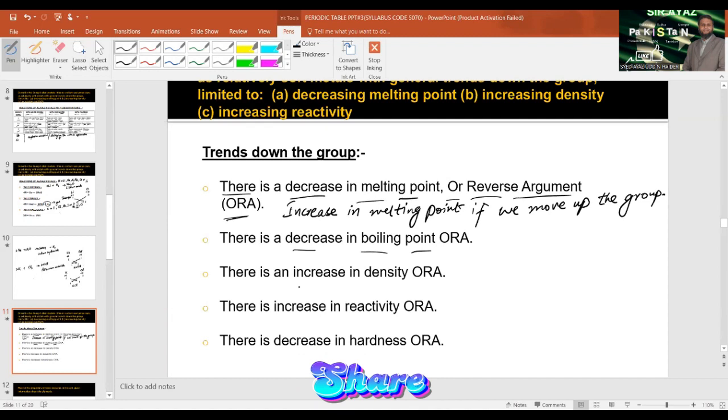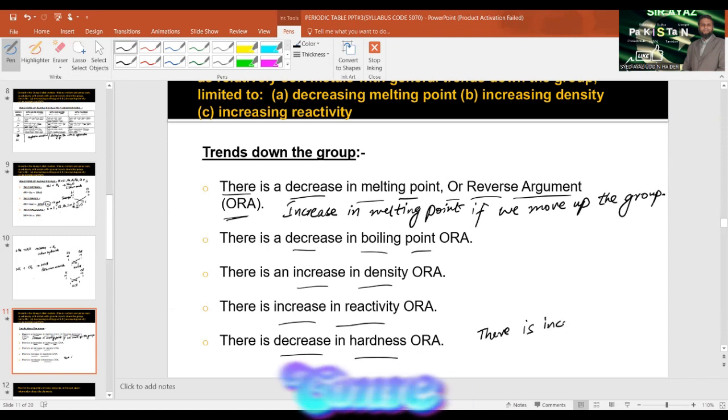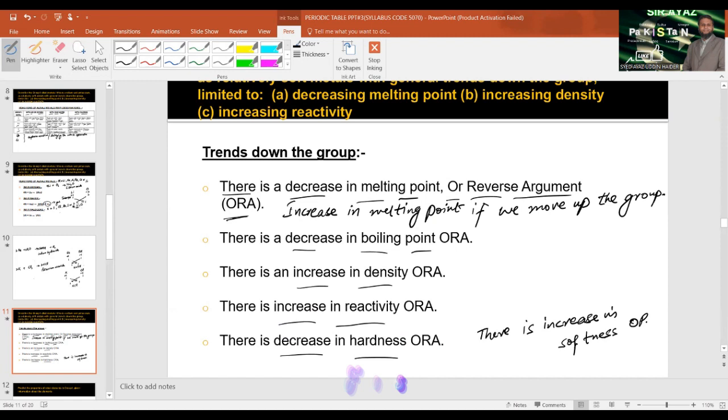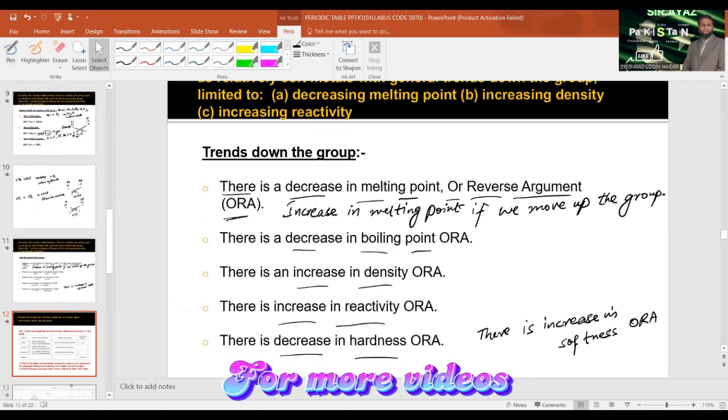Now the other trends: there's an increase in density down the group. There's an increase in the activity down the group. There's a decrease in hardness. You can say there's an increase in softness down the group. So you can write there is an increase in softness. Again, you can have any reverse argument like ORA or reverse argument.